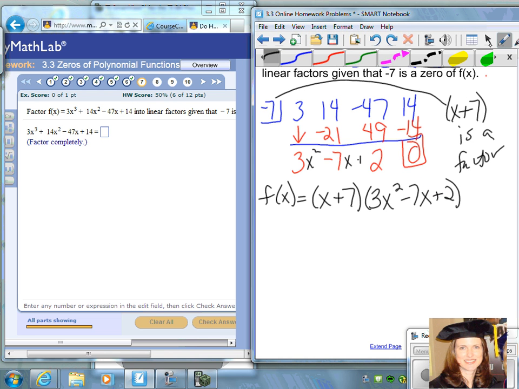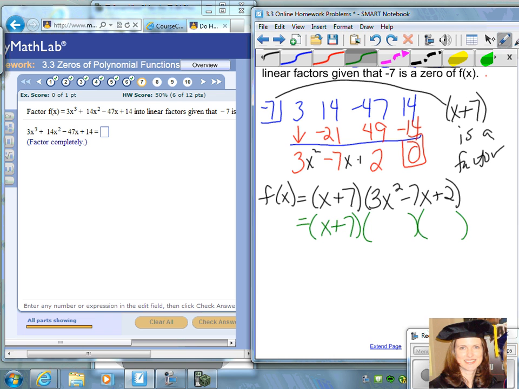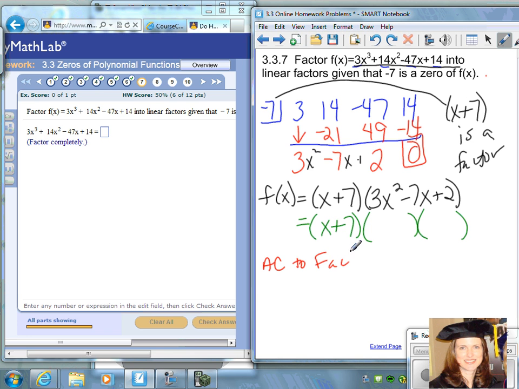Breaking that down even further. So we're going to end up with a polynomial function. In this case, it has three factors. X plus 7 as a factor. Now we have to find the other two factors. If you use the guess and check method, you can get the result. But in this case, I'm going to show you the AC method. The AC method to factor the trinomial 3x squared minus 7x plus 2.